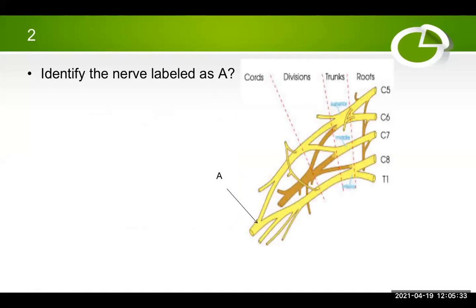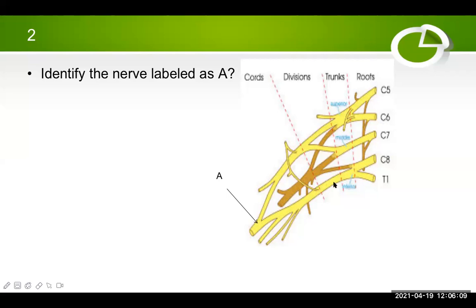Now, number 2, identify the nerve which is labeled as A. Which nerve is that? Anyone? Which nerve is this one? This nerve. Sir, I think it's a median. You think it's a median nerve, and you are absolutely correct. This is a median nerve.